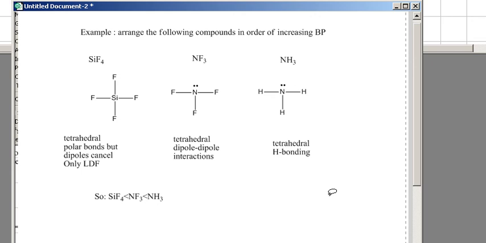And what we want to say is hydrogen bonding is stronger than dipole-dipole interactions, which are stronger than LDF. So silicon tetrafluoride is going to have the lowest boiling point. It's got the weakest IMF. Nitrogen trifluoride is the next because it's got dipole-dipole, which is weaker than the hydrogen bonding in ammonia.